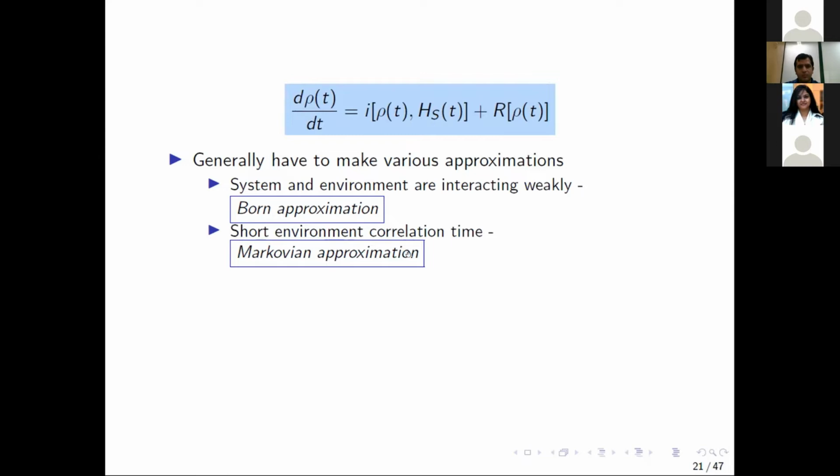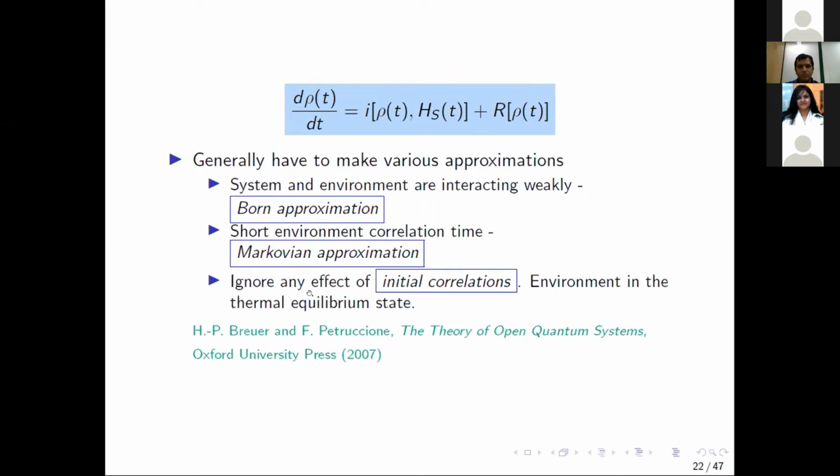Then you assume that the system-environment correlation time is short. That essentially means that the environment has a very short memory and quickly forgets things. Technically, that just means that the environment correlation function that will pop up in this term over here, you can do some approximation on it. And most importantly for this talk, you ignore the effect of any initial correlations. So you assume that the system and the environment are initially not talking to each other. The environment is initially in the thermal equilibrium state.